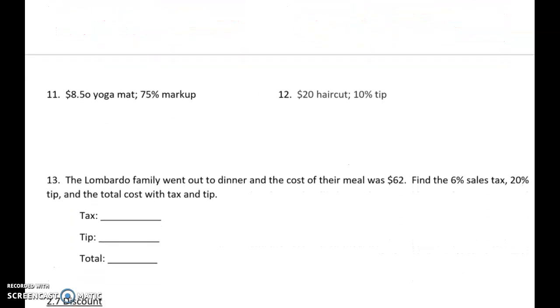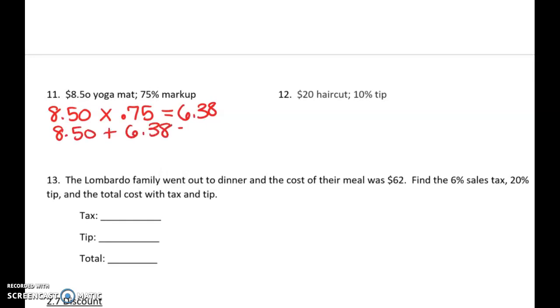Okay, so now I have a yoga mat that was $8.50 and it's being marked up 75%. If I take 75% of $8.50, I should get $6.38. So I'm going to add that to my original, and that's going to give me $14.88.